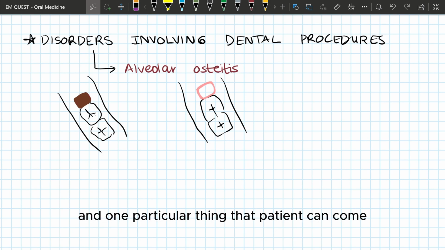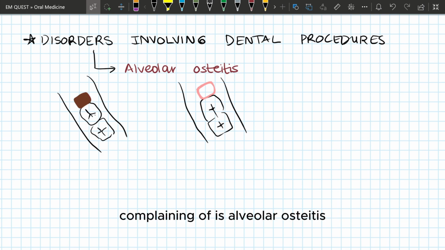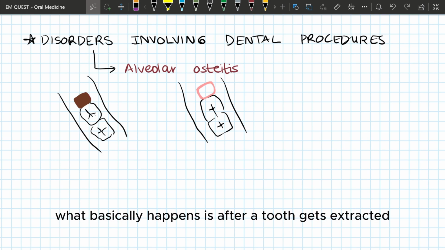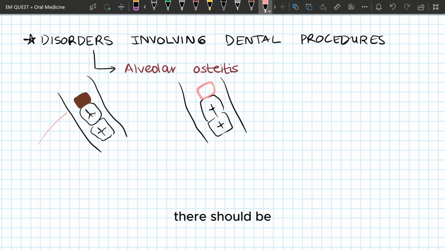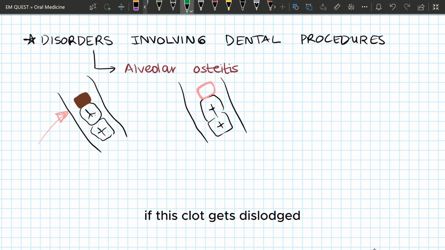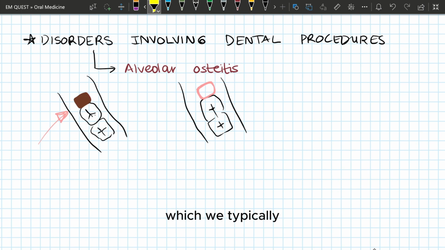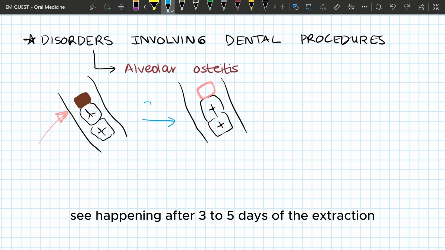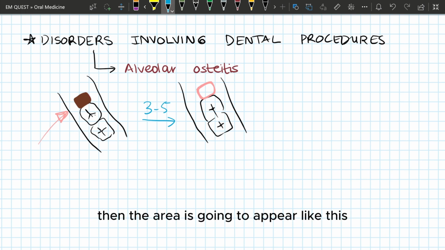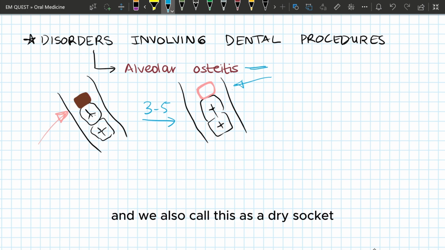And one particular thing that a patient can come complaining of is alveolar osteitis. What basically happens is after a tooth gets extracted, there should be, in a normal person, an adherent clot. If this clot gets dislodged, which we typically see happening after 3 to 5 days of the extraction, then the area is going to appear like this, and we also call this a dry socket.